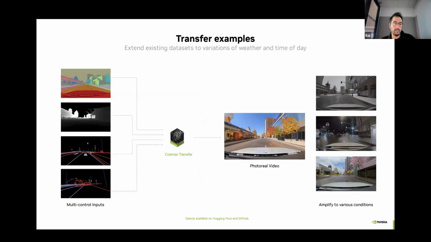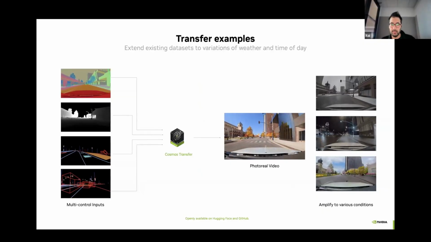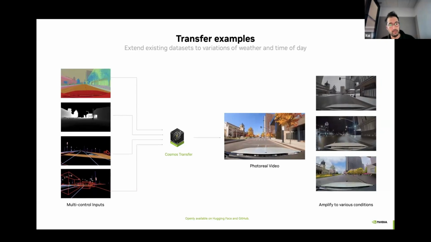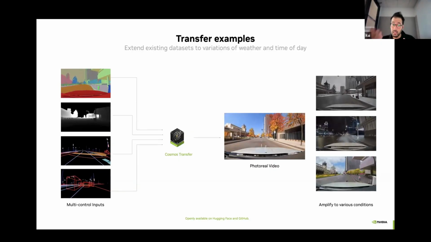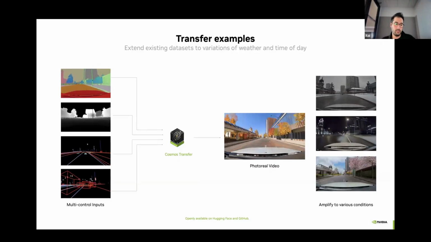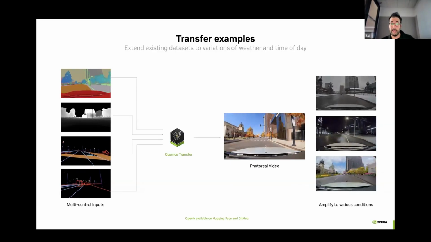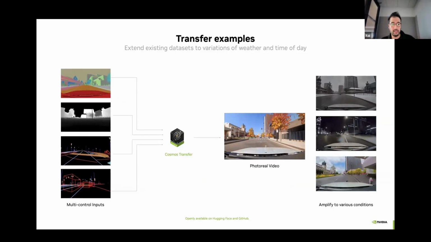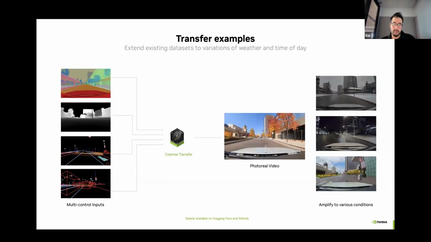So what's great about it is that Cosmos Transfer capabilities allow developers to take existing data that they have and extend it and augment it to variations of different weather, different time of day. And if you connect it with NuRec that we've talked about before, you can do variations of even camera positions and then augment that with Cosmos. So you're really maximizing to the fullest all of your data sets.